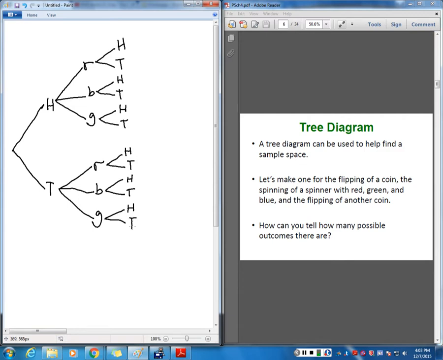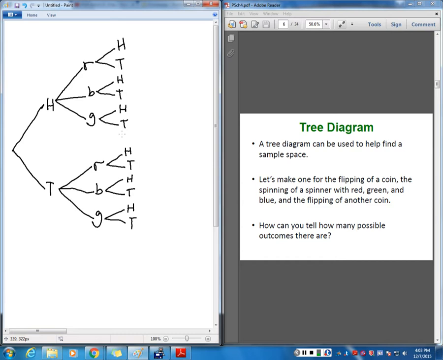And now I have a tree diagram. Every possible outcome for this game is represented by something on this tree. Heads, blue, tails is up there. Heads, green, heads. Tails, blue, heads. Tails, green, heads. All of them are represented.